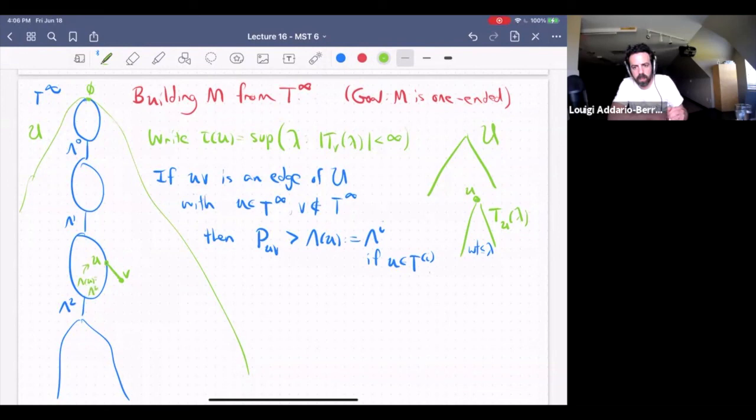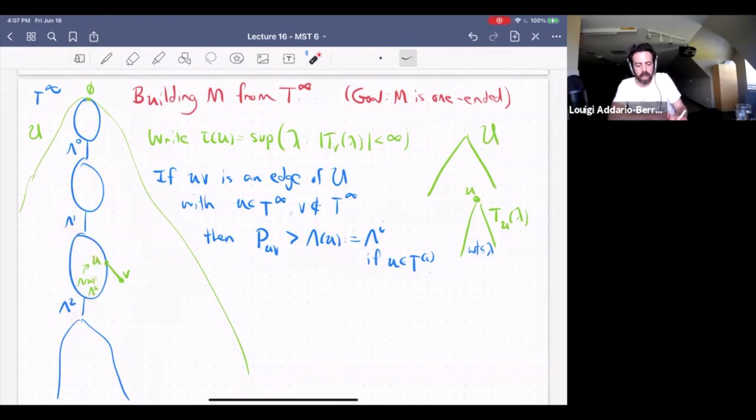Does that make sense? Okay, so that means that if I look at the subgraph connected to u, containing only edges of weight lambda u, that's an infinite subgraph. It contains everything in here. It might not contain what's up here, because lambda 1 has weight bigger than lambda 2.